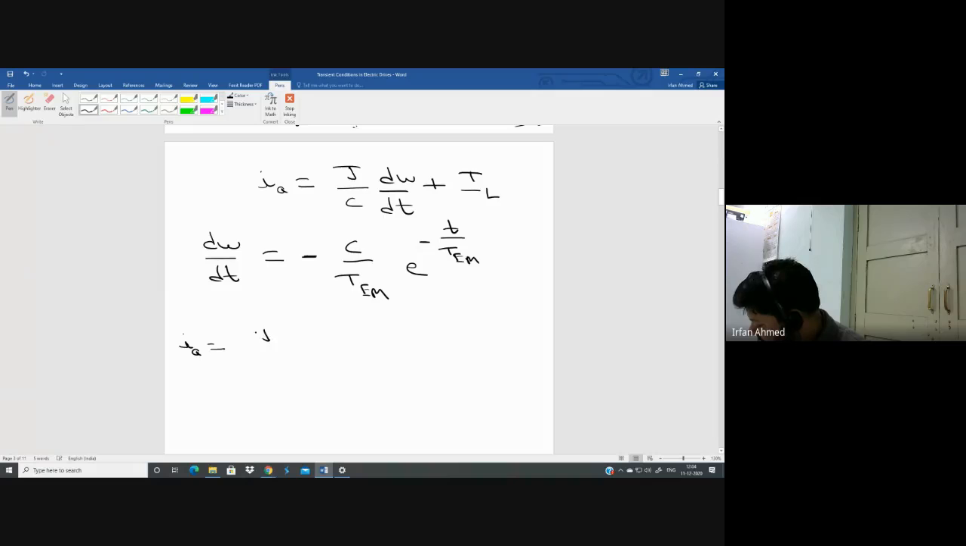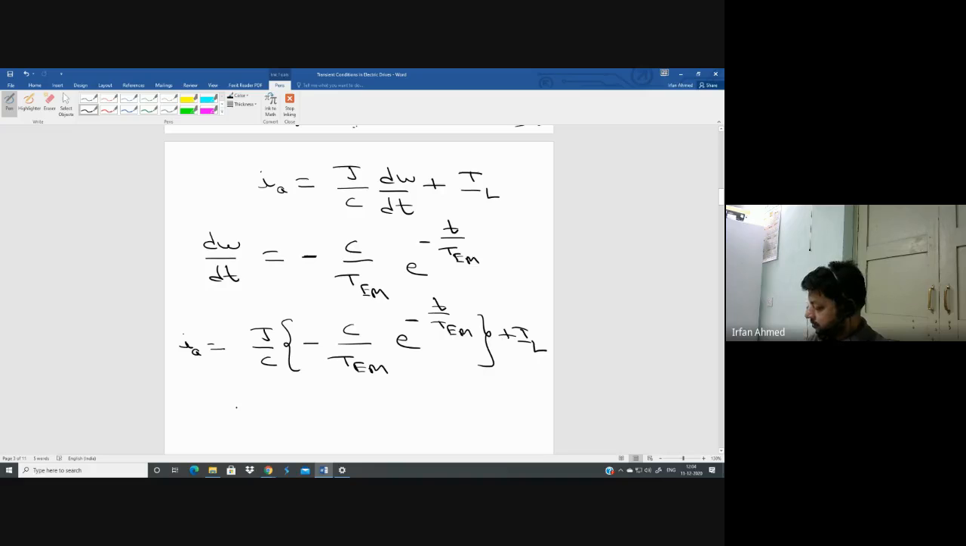to J by C multiplied by d omega by dt, which is minus C upon TEM e to the power minus T upon TEM plus IL. Okay. These two constants are different, otherwise they will get cancelled. So this is your equation for armature current.